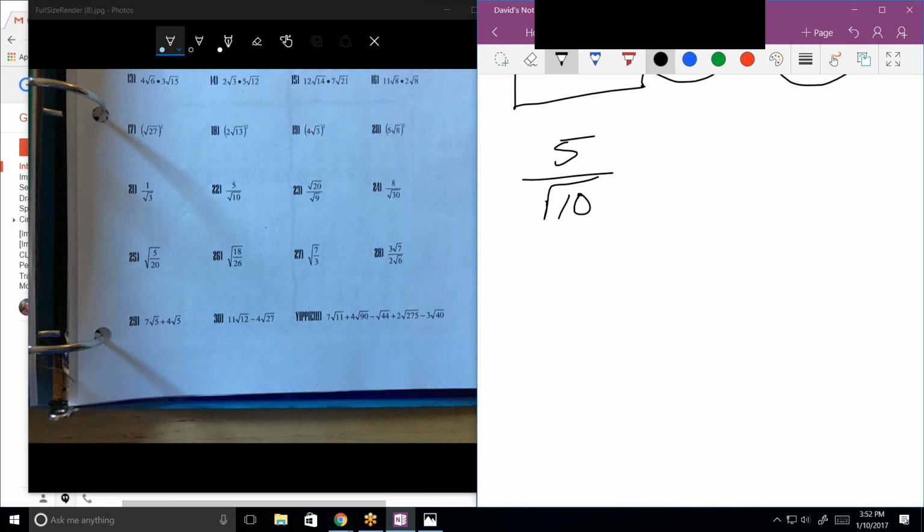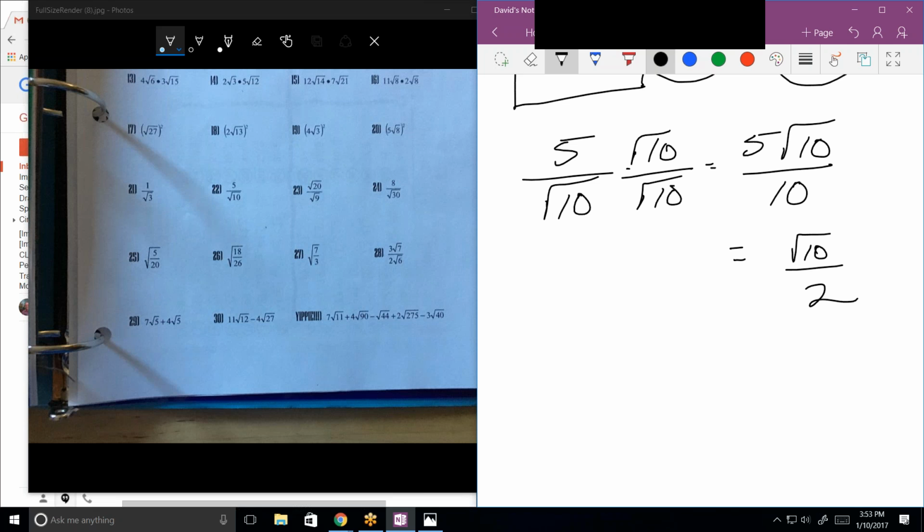Again, I have an irrational denominator. So you would times both the bottom and the top by a square root of 10. Okay, what does that give you? 5 square root of 10 over 10. Now I can simplify that again. What's 5 over 10 equal to? 1/2. So this simplifies to square root of 10 over 2 by merely dividing top and bottom by the number 5.